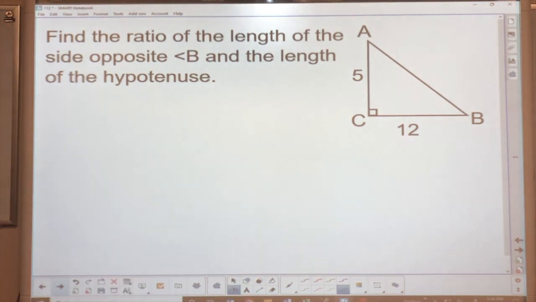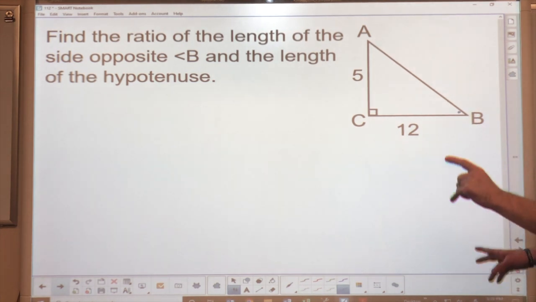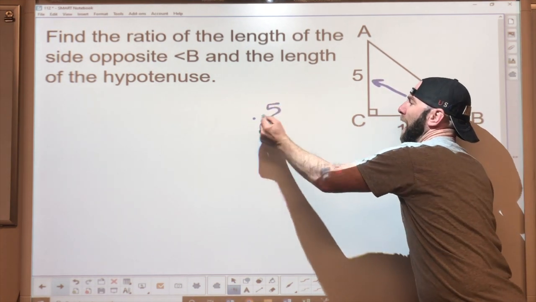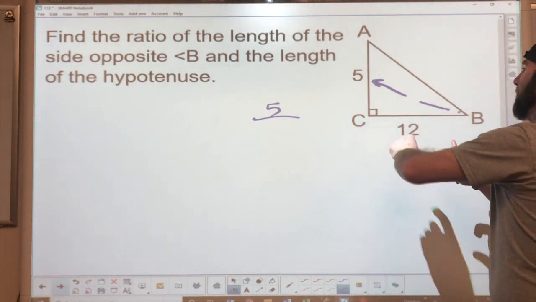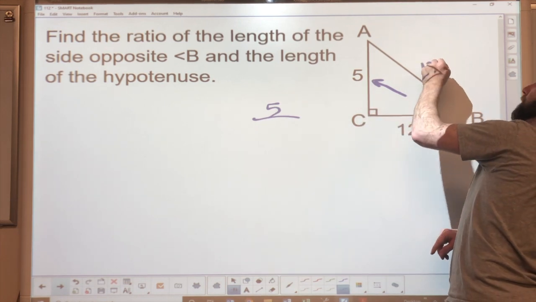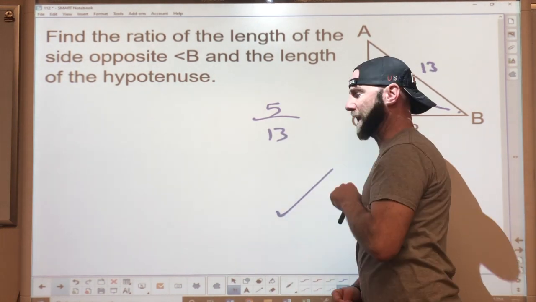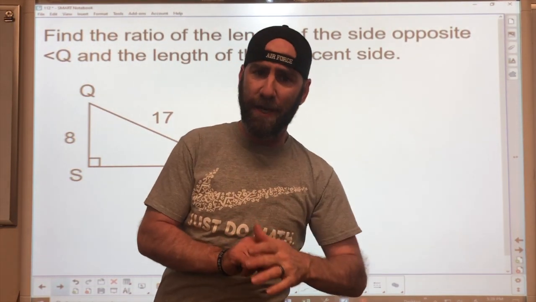Try this one on your own. Okay, the angle B right there, what side is opposite of angle B? Well, you go across the room, boop, 5, and the length of the hypotenuse, you probably needed to pause to find the length because I didn't give it to you, but the length of the hypotenuse of this triangle is 13, so 5 over 13. Next. Again, pause if you need to do it.